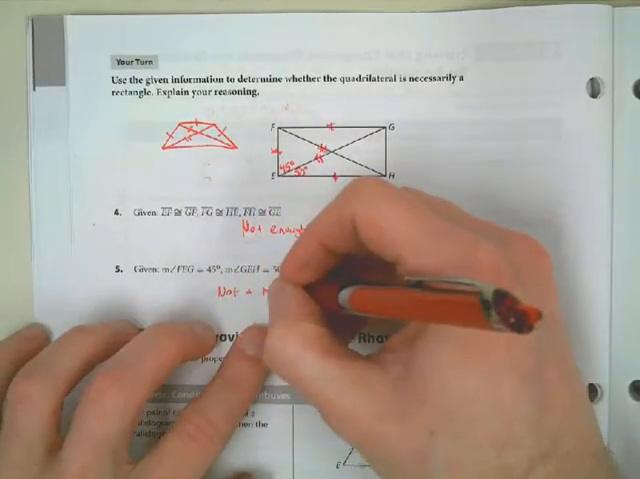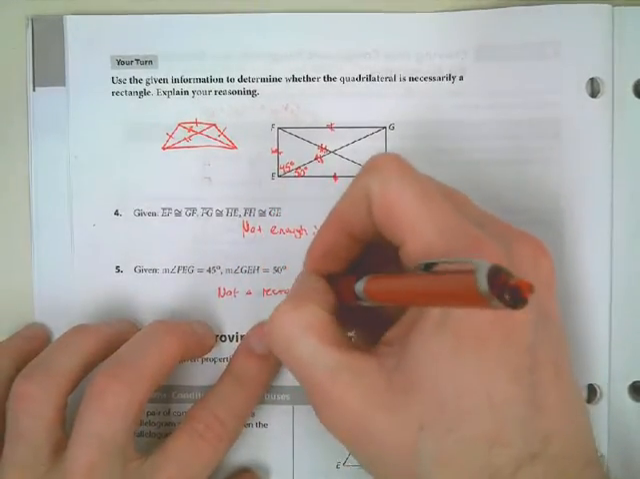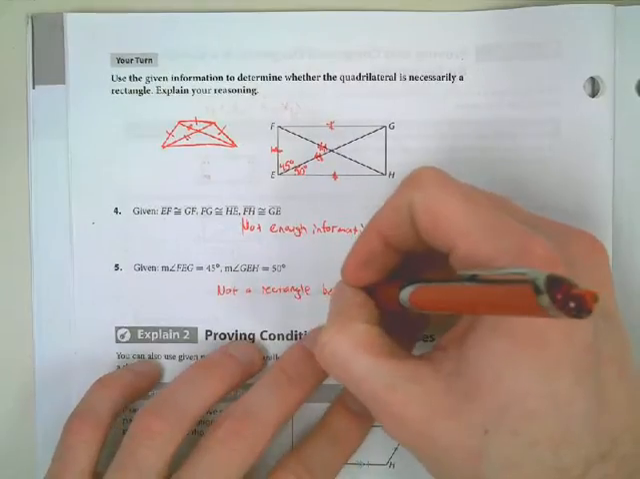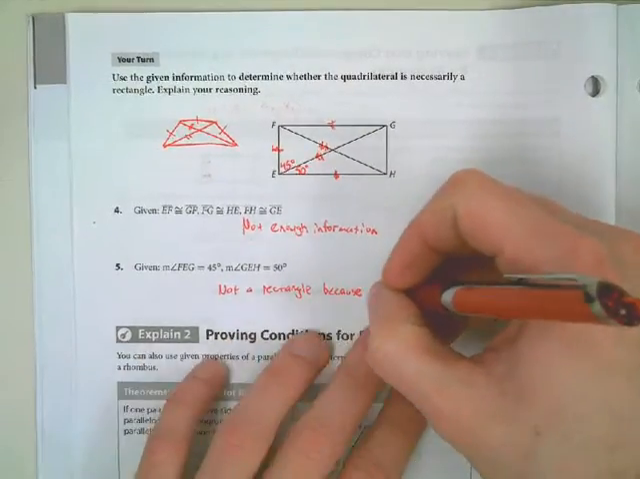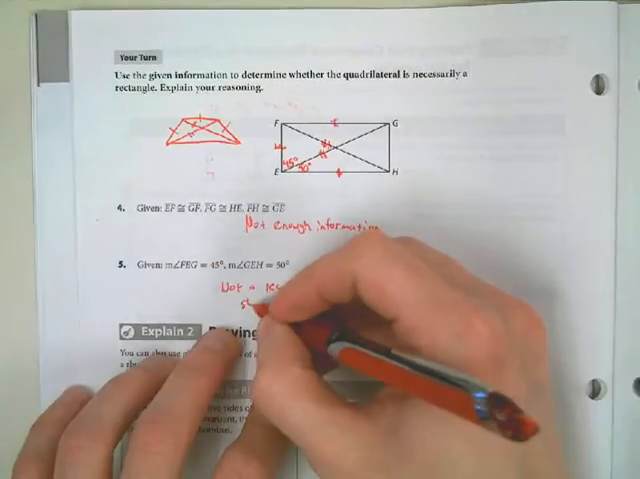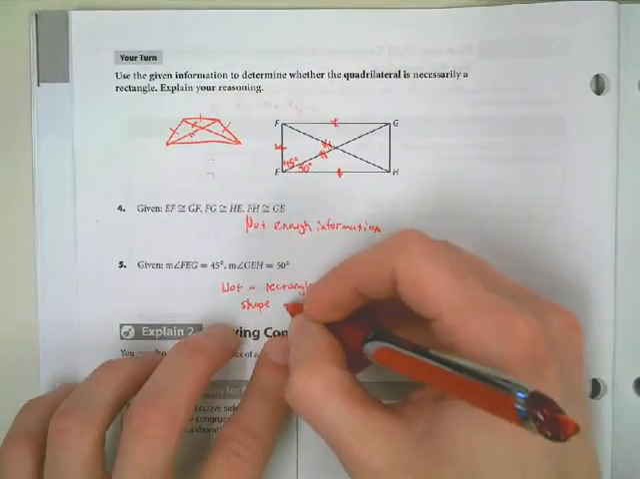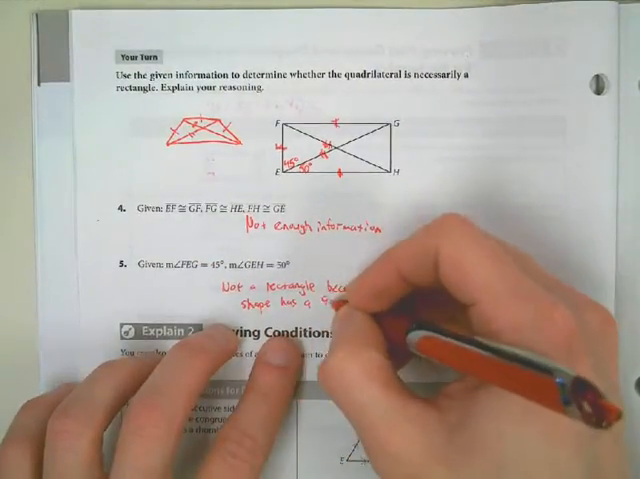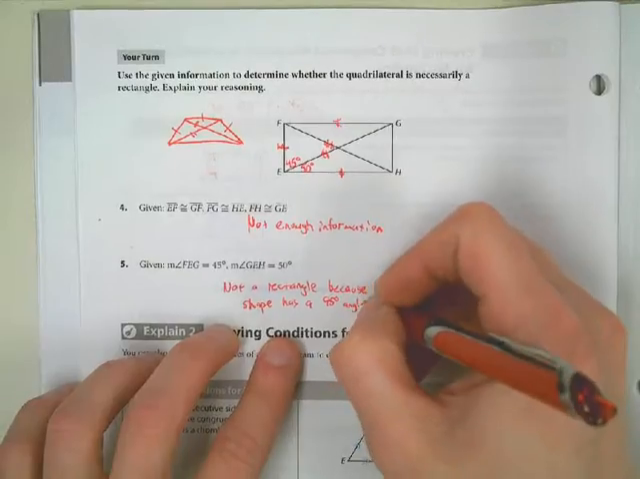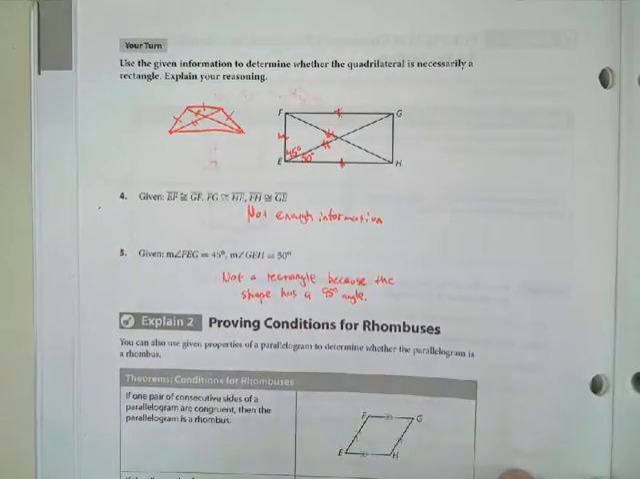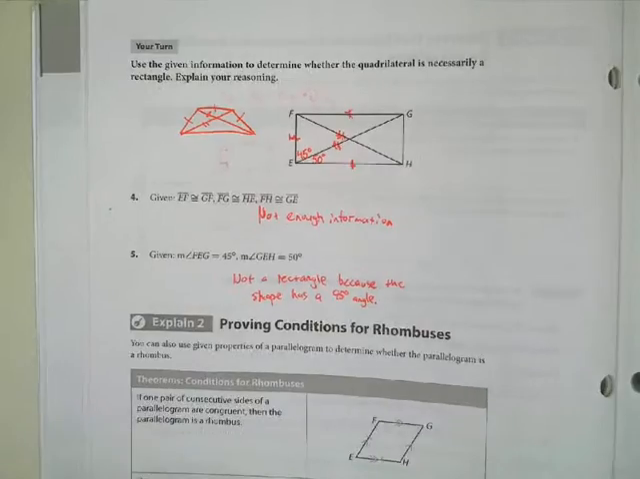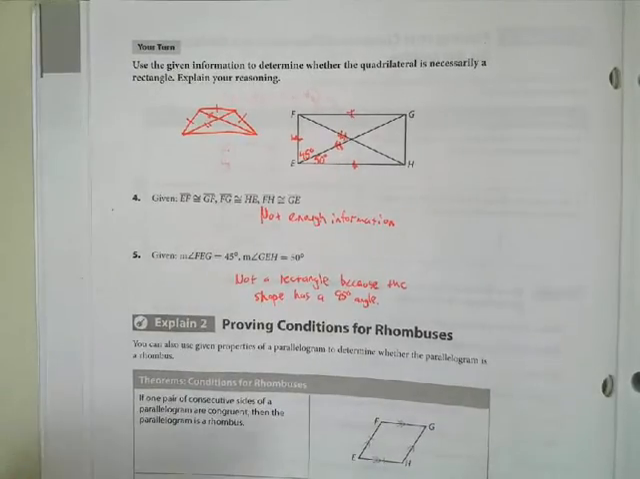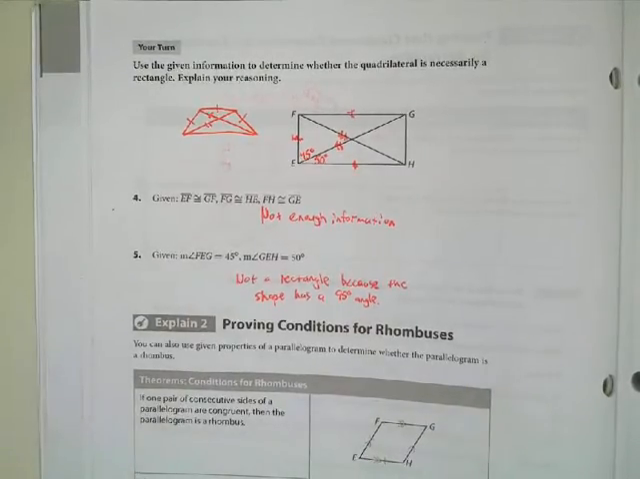Because the shape has a 95-degree angle, it makes it not a rectangle. It does not match our properties. Rectangles have to have 90-degree angles. Okay, E will be a 95-degree angle. No good. So that's the idea there.